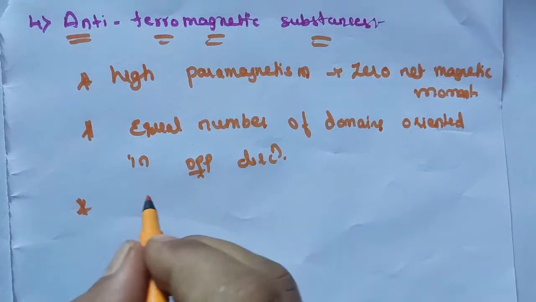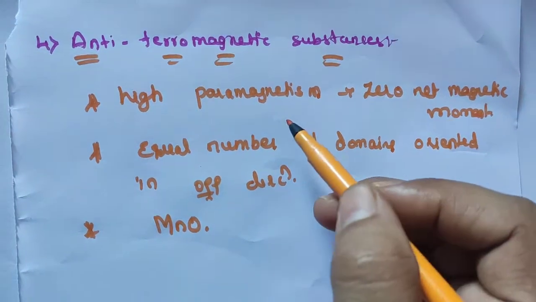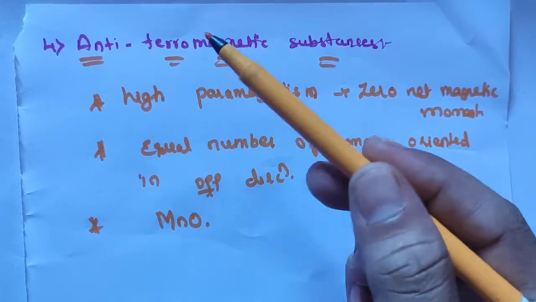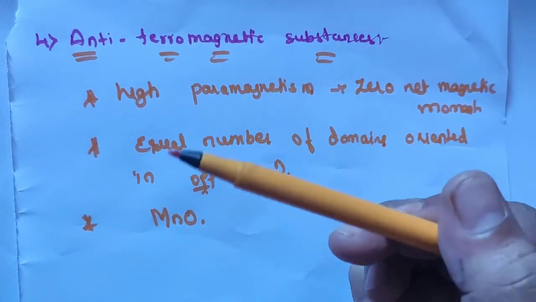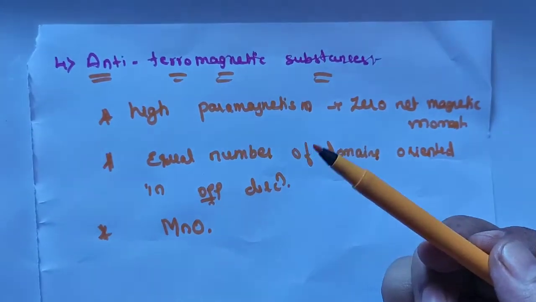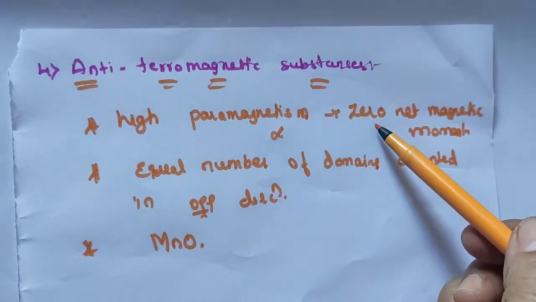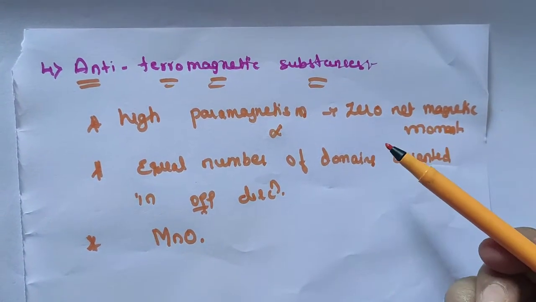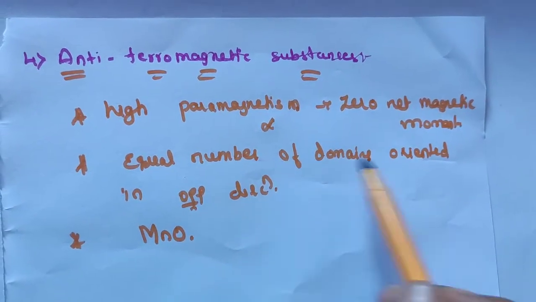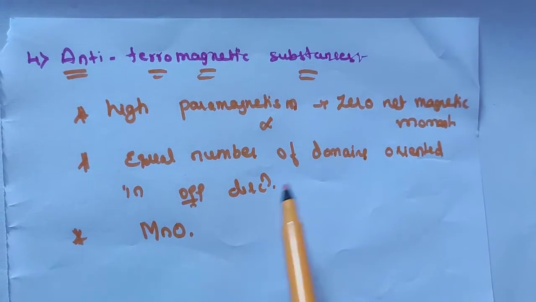So, for example, manganese oxide. Here, in antiferromagnetic substances, the name itself indicates that anti means opposite. Ferromagnetic substances are strongly attracted, since they possess permanent high paramagnetism, but these do not possess any high paramagnetism because they have a zero net magnetic moment. Why zero net? Because they contain an equal number of domains oriented in opposite directions, so their magnetic moment gets cancelled out.